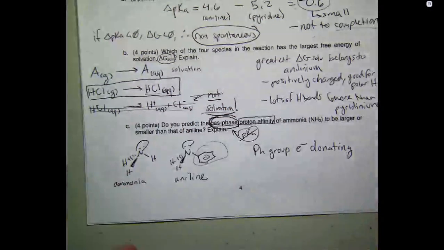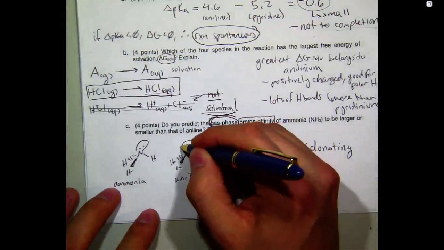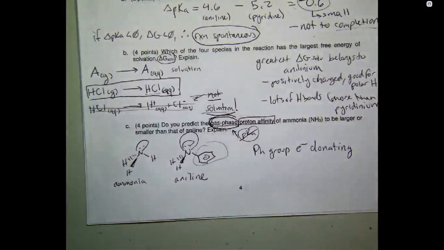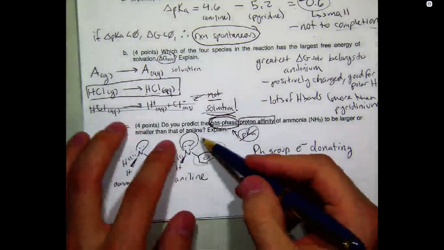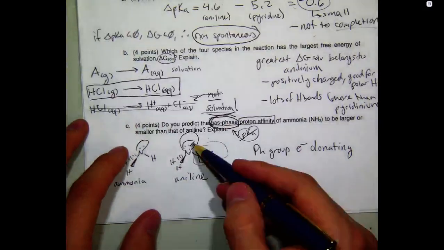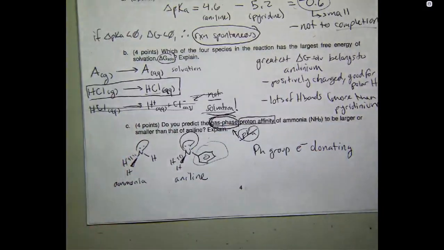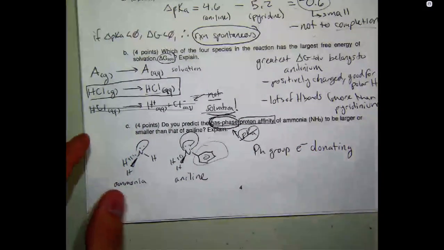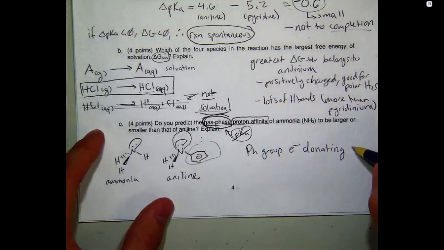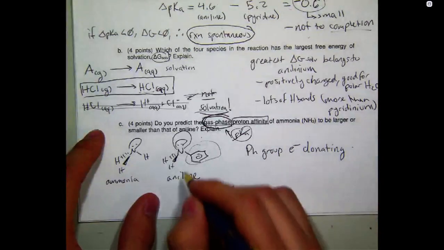And if we wanted to think about this in a qualitative way, that electron density would kind of increase the size of this lone pair here, right? And again, in a back of the envelope way, we would say that because this lone pair is bigger, it's more reactive towards protons, so you'll get a stronger base, a stronger proton affinity that way. And that would be almost right. So you get 1 point for claiming that the phenyl group is electron donating, and that was the reason that aniline would have the higher proton affinity.